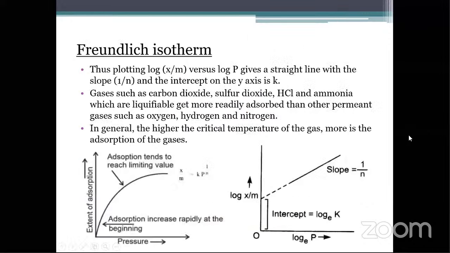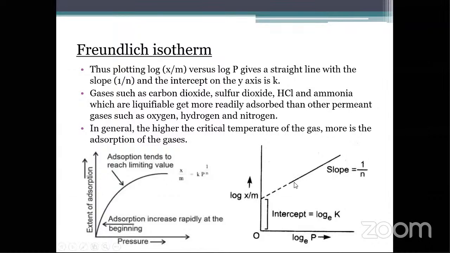After that, you have to plot that curve. See that if you draw the curve just by taking simple pressure on the x-axis and extent of adsorption on the y-axis, you will get a curvilinear plot. From this curvilinear plot, it is not possible to calculate k and n. So for calculation of these characteristics, k and n, you have to convert that equation into log form. And after that, if you draw that curve by taking log p on the x-axis and log(x/m) on the y-axis, you will get a straight line.